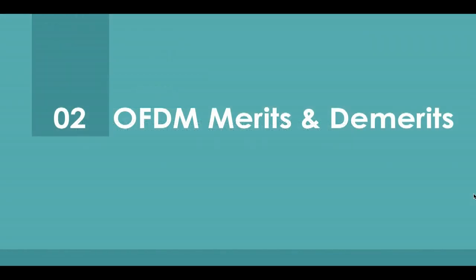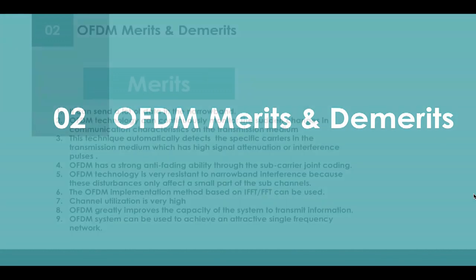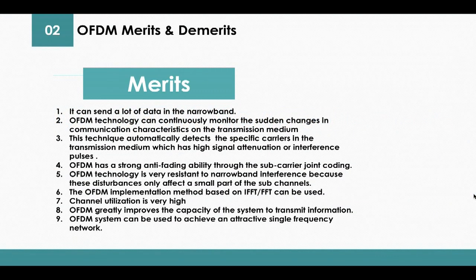The second part is the OFDM merits and demerits. The OFDM system has many merits, like it can send a lot of data in a narrow band. It can continuously monitor sudden changes in the communication characteristics of the transmission medium, and it can also detect specific carriers in the transmission medium. It has a strong anti-fading ability and is very resistant to narrowband interference.